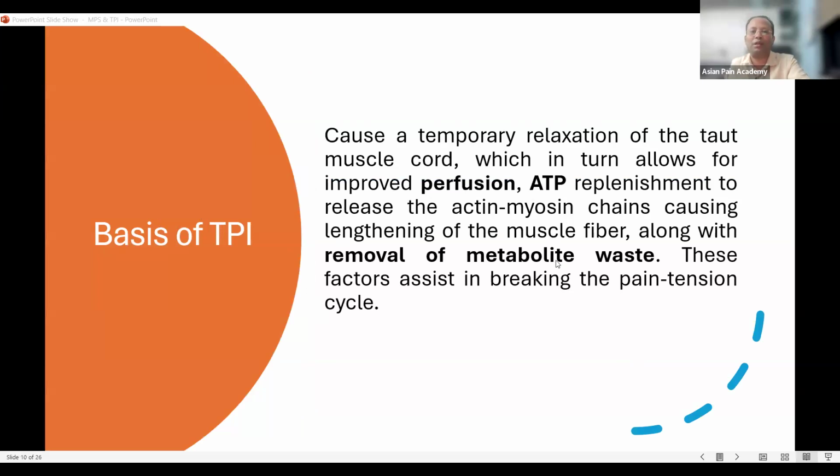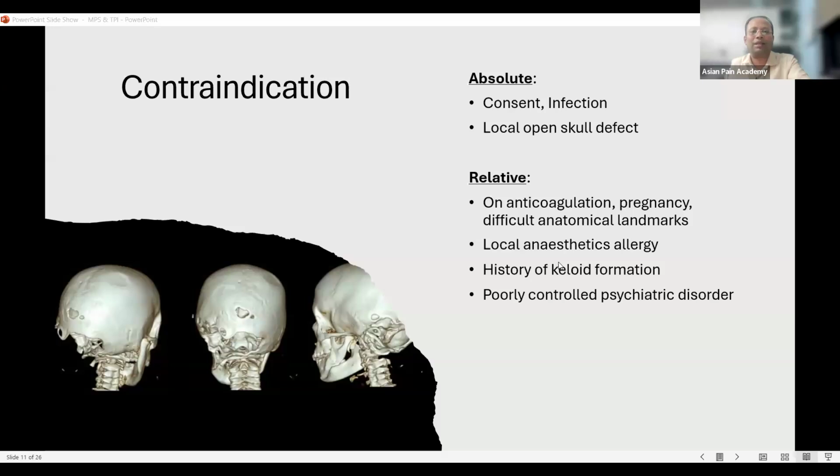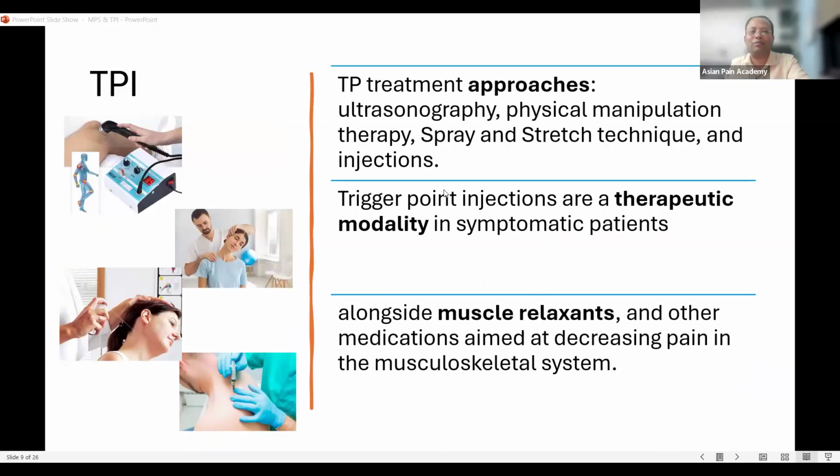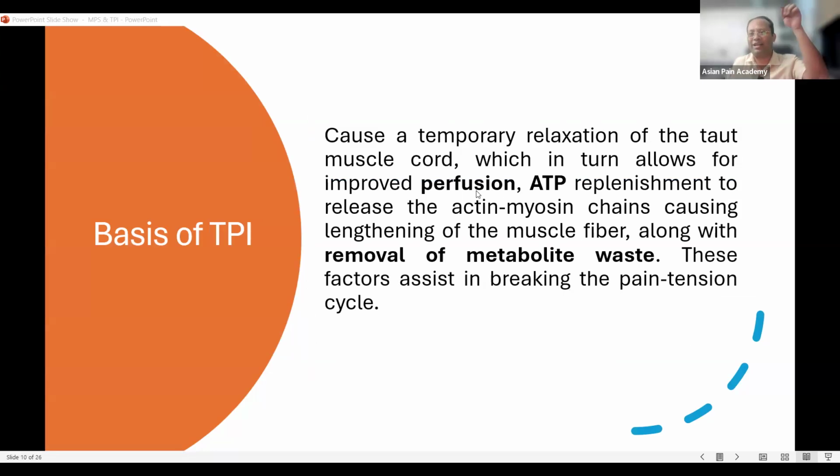There are multiple theories about what it does. Mainly it improves perfusion. With the needle going inside, it improves the perfusion there. ATP replenishment releases the actin-myosin chains. There will be small bleeding, so ATP will come and it removes the metabolic waste also. Okay, so ultimately, it remains in a contracted state, so the fibers of the muscle become ischemic. As soon as you puncture, blood will come and that ischemia will go. So that is the main thing.